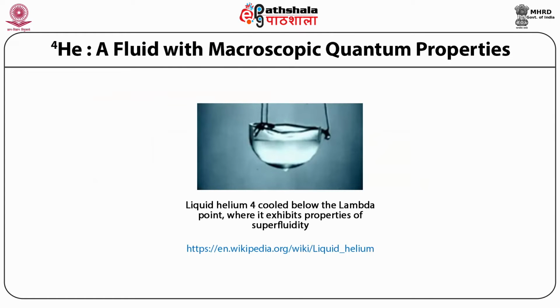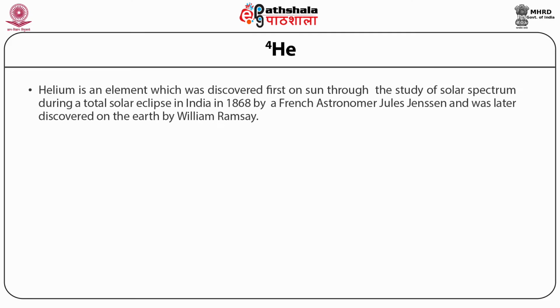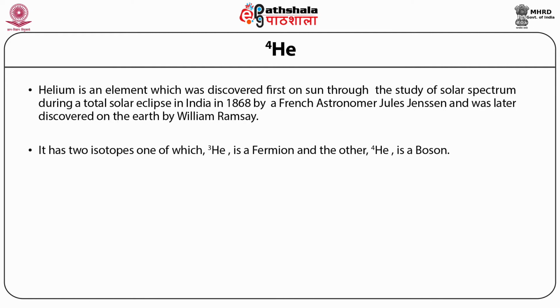Now we try to look at a fluid made up of helium-4 with macroscopic quantum properties. Therefore, let us first of all look at the very interesting properties of helium-4. Helium is an element which was discovered first on the Sun through the study of the solar spectrum during a total solar eclipse in India in 1868 by a French astronomer, Jules Janssen, and was later discovered on the Earth by William Ramsay. It has 2 isotopes, one of which, helium-3, is a fermion and the other, helium-4, is a boson.